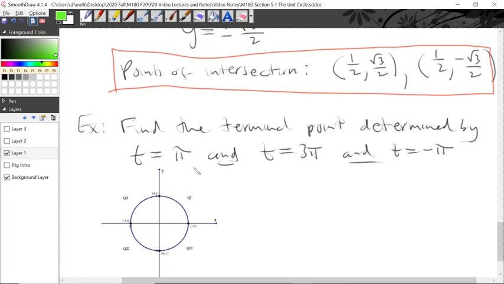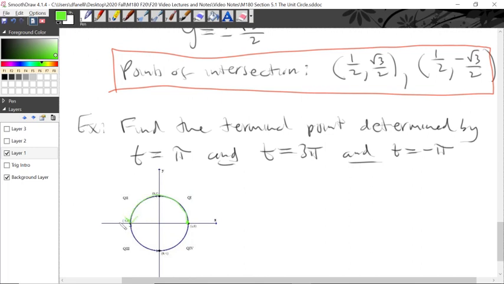If t is equal to pi, first off, pi is greater than 0. So this would be traveling along the unit circle in the counterclockwise direction, starting at the point (1, 0). We know that a complete rotation through the unit circle, the complete circumference, is 2 pi. And pi is exactly half of that. So we've gone halfway through the unit circle in the positively oriented direction of travel, that is counterclockwise, when t is equal to pi.